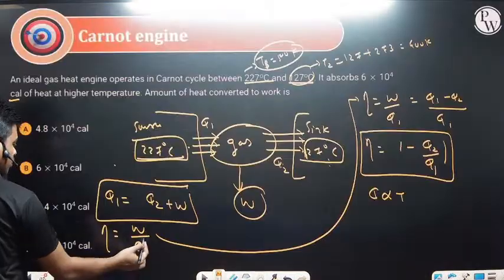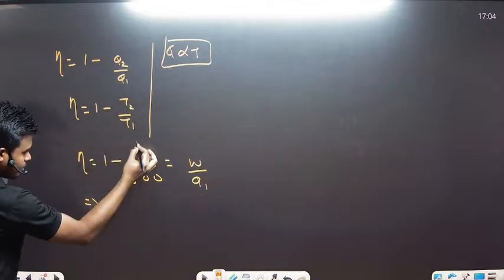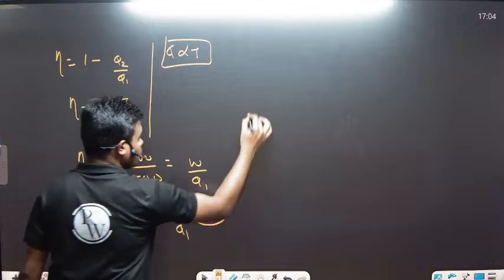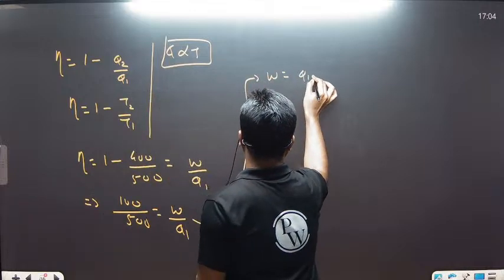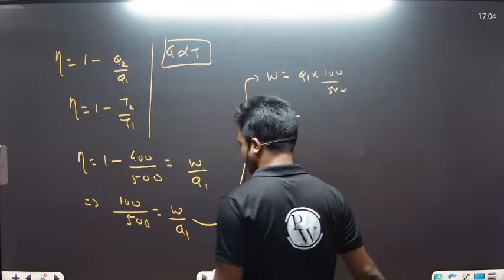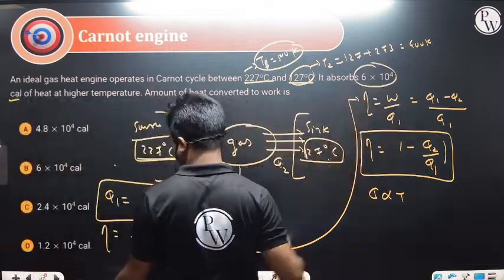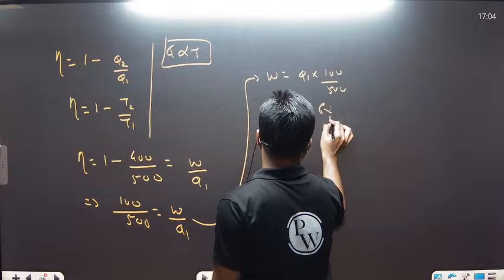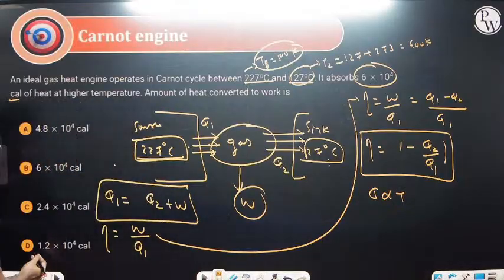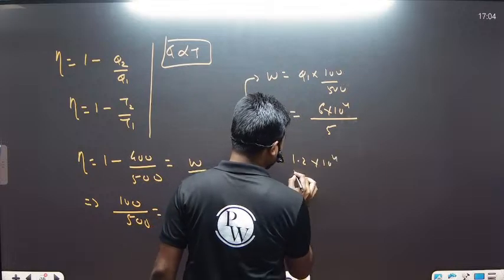And one more formula we have for efficiency is W by Q1. So from here we can write 100 divided by 500 is equal to W by Q1. What is W from here? W is equal to Q1 multiplied by 100 divided by 500. What is the Q1 value? How much heat are we supplying? 6 into 10 to the power 4. So this will be 6 into 10 to the power 4 divided by 5. How much do we get? That is 1.2 into 10 to the power 4. The answer is option D, 1.2 into 10 to the power 4.